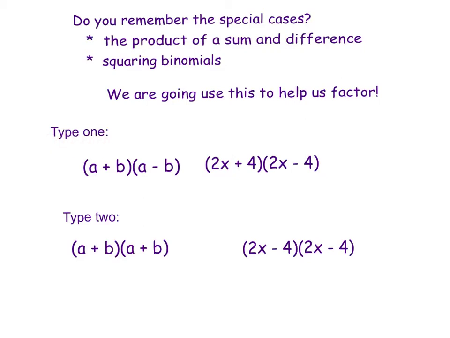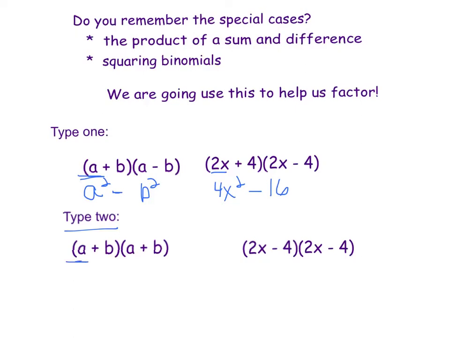So for type 1, we know that the outer and the inner cancel out. So to find the shortcut, to find the answer once you multiply them, you square the first, you square the last, and it's a difference because b times the opposite of b is minus. So you square the first, and you subtract from that the square of the second. With type 2, this time the outer and the inner are exactly the same, so you double it.